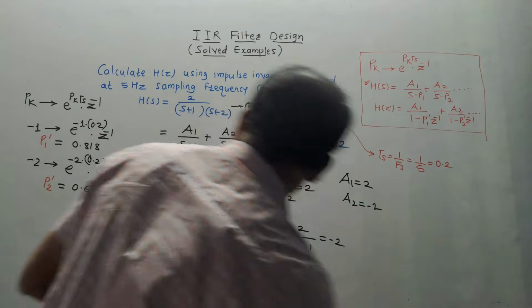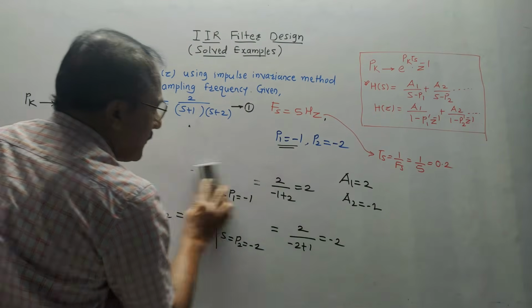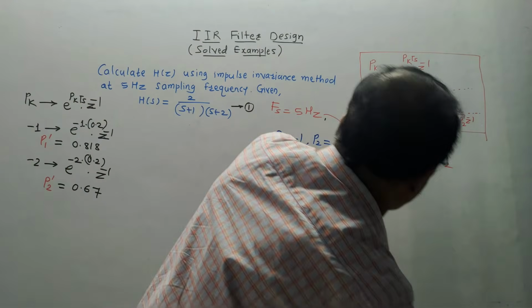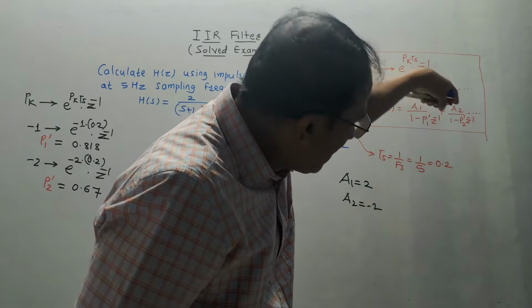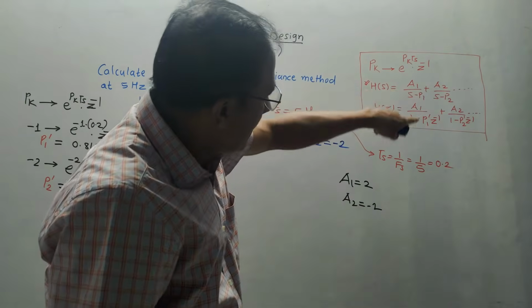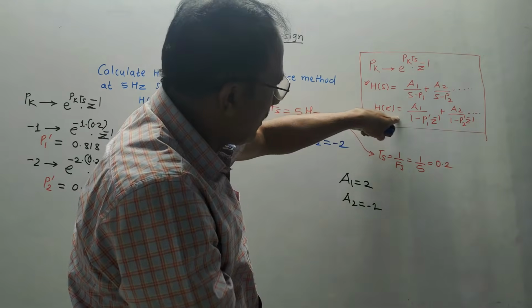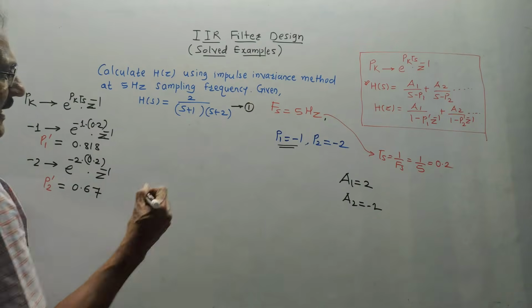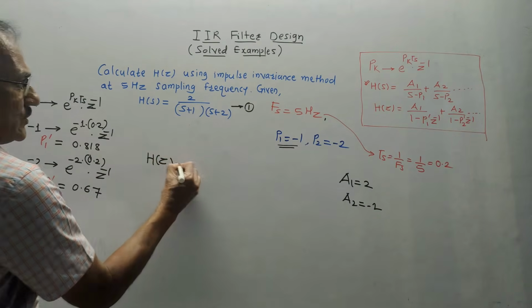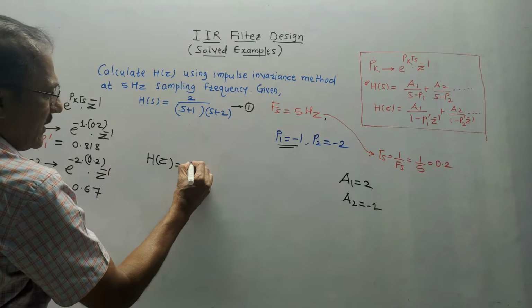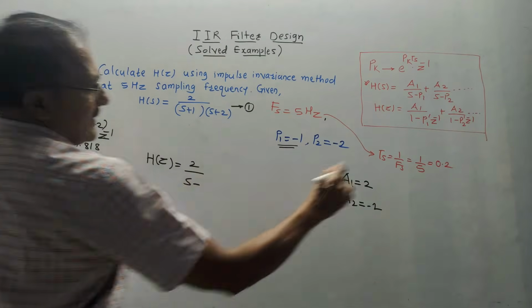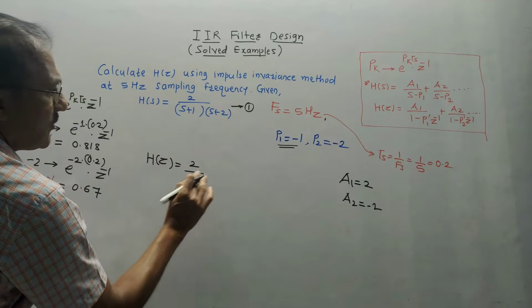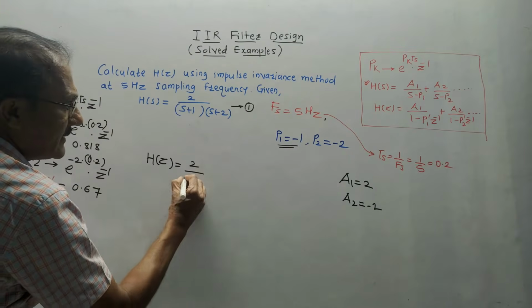Now the last step. In the last step, we need to make use of the equation of H of z, the standard format of H of z which I have written. How to make use of this? The values of a1, a2 we have already calculated. The values remain the same for H of s as well as H of z. Just put the values of p1 dash and p2 dash. So in this case, I will write the equation of H of z using this formula. H of z is a1 upon 1 minus p1 dash z raised to minus 1.